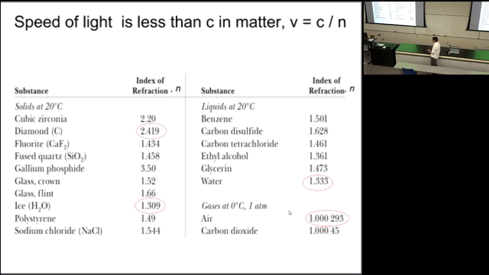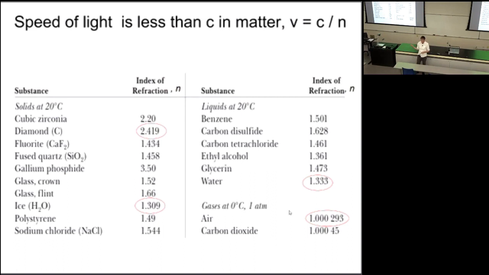Water has a refractive index that's 1 1/3. So water has a refractive index that's significantly different from 1. And so light, we'll see, travels in water in a significantly different way than it travels in air or vacuum. And then one other I pointed out, up here is diamond, right? You've got a diamond ring.